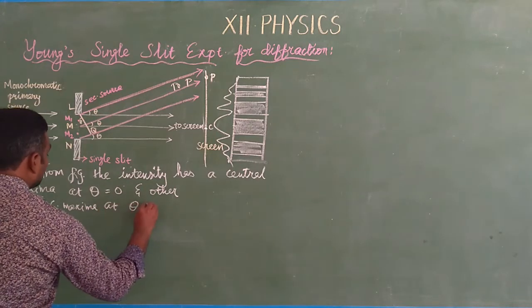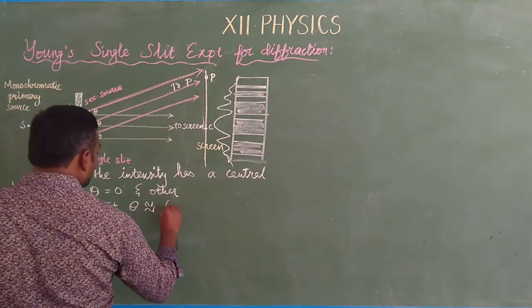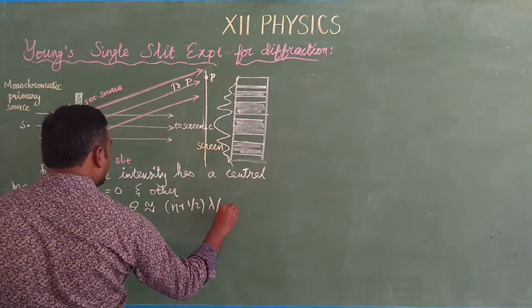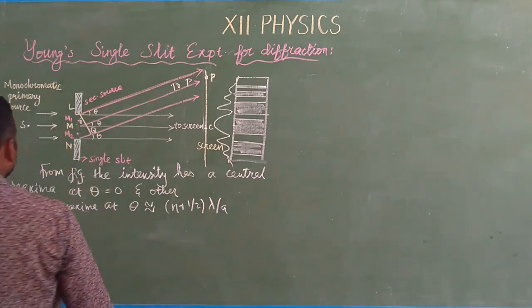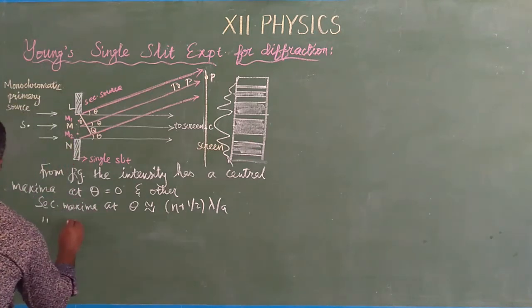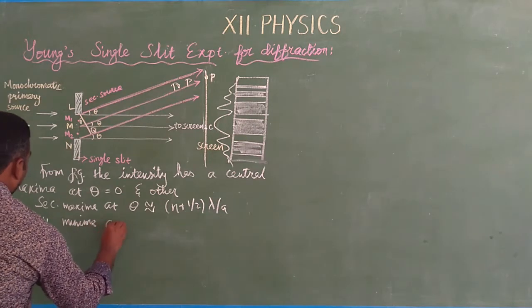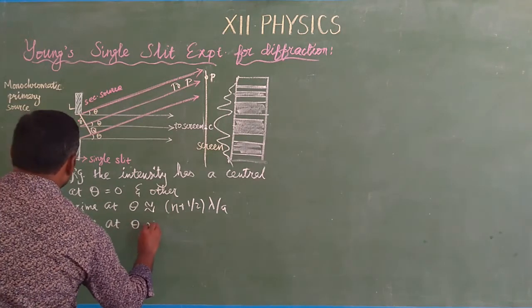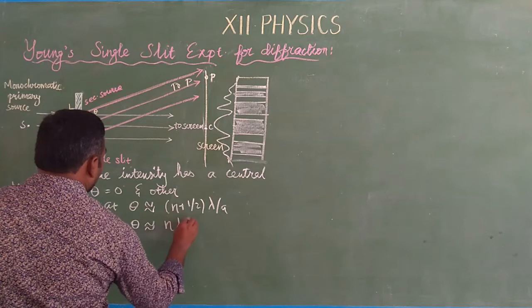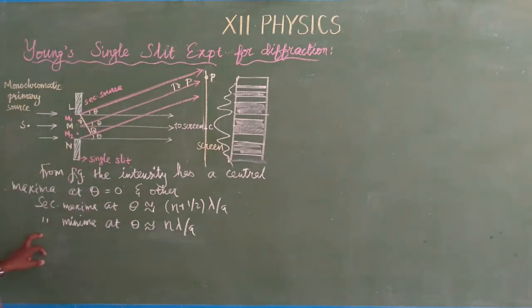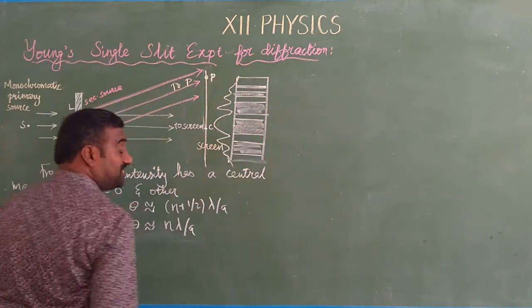So now we are going to calculate the secondary maxima. The secondary maxima are at theta approximately equal to (n plus 1/2) lambda by a, similar to what we saw earlier in the double slit. Similarly, the secondary minima are at theta approximately equal to n lambda by a. So this is for the secondary minima, for zero intensity.